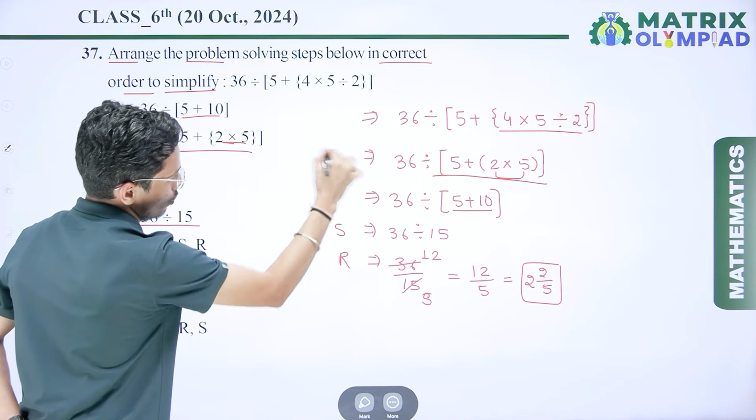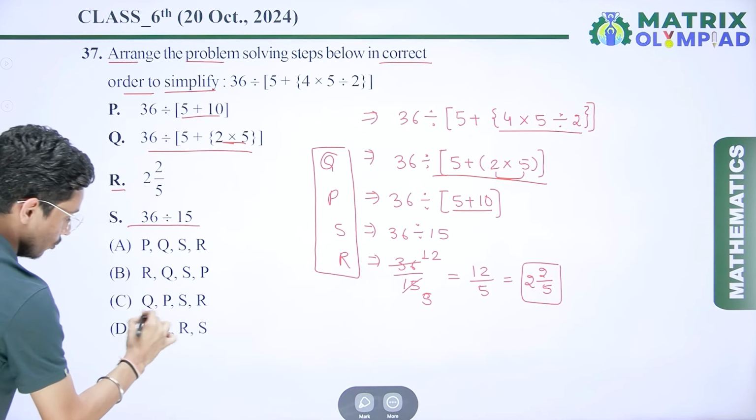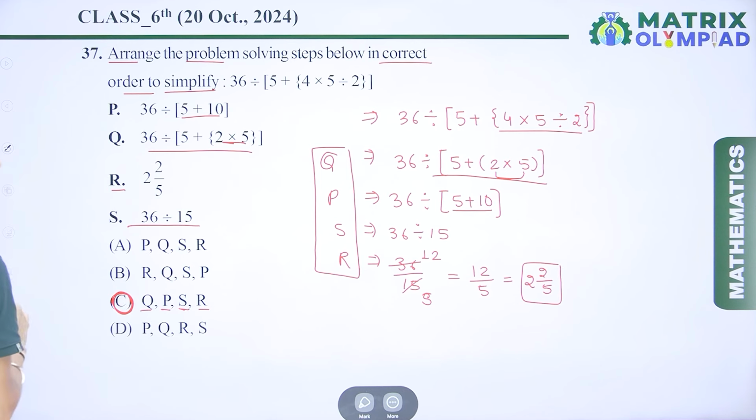So here Q, P, S, R. Check where Q, P, S, R is among the options. So here option number C is the correct answer.